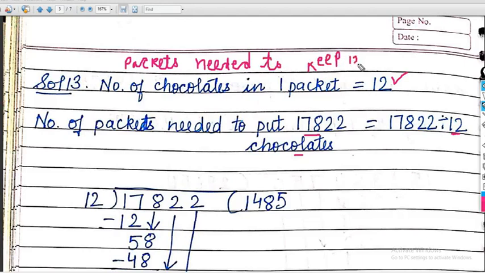How many are there? 1 packet. And along with this, write next, packets needed to keep 17,822 chocolates is equal to big number divided by small number. Okay, so the framing of statements can vary.